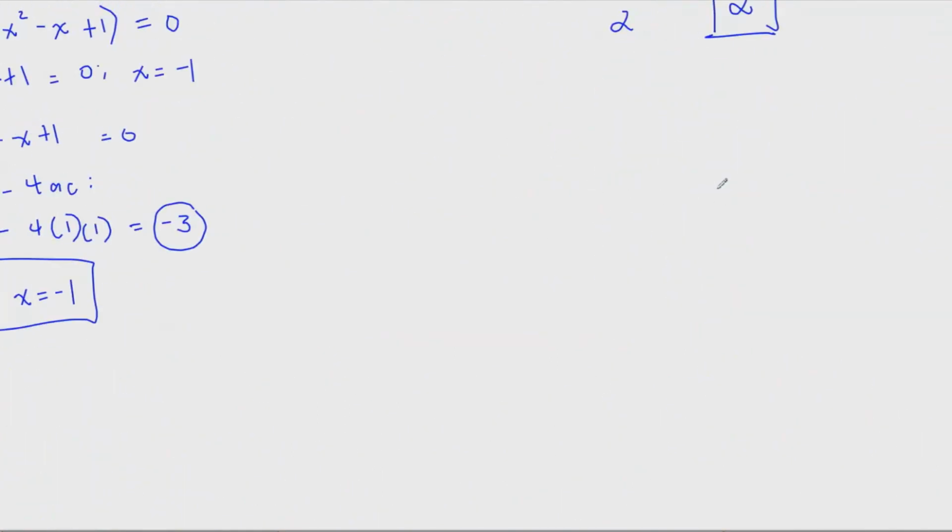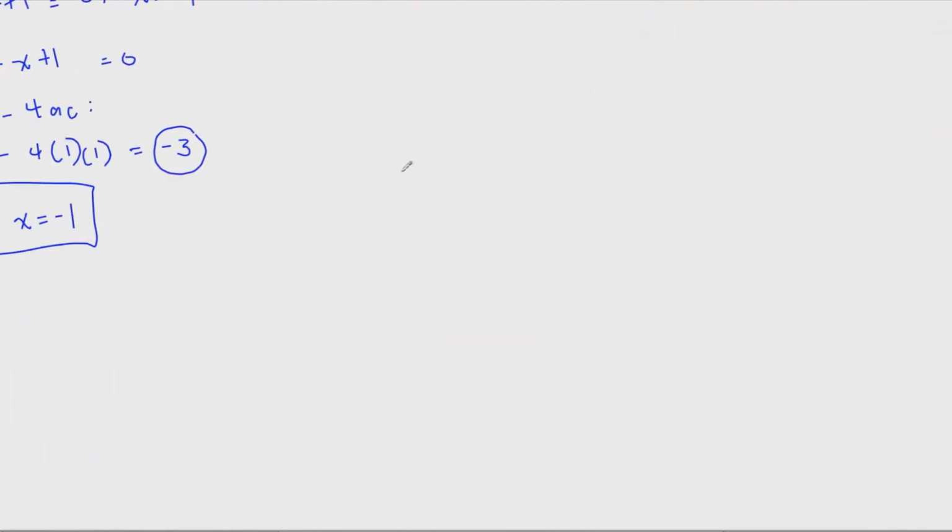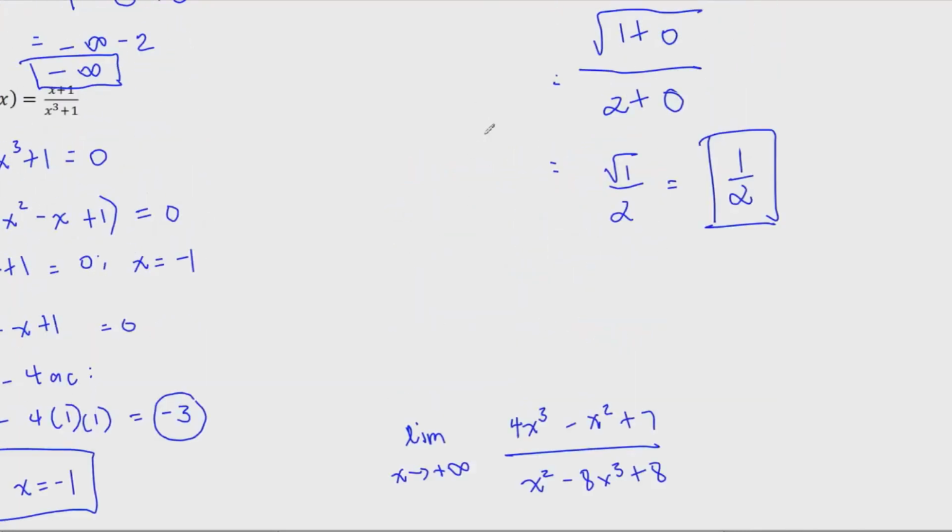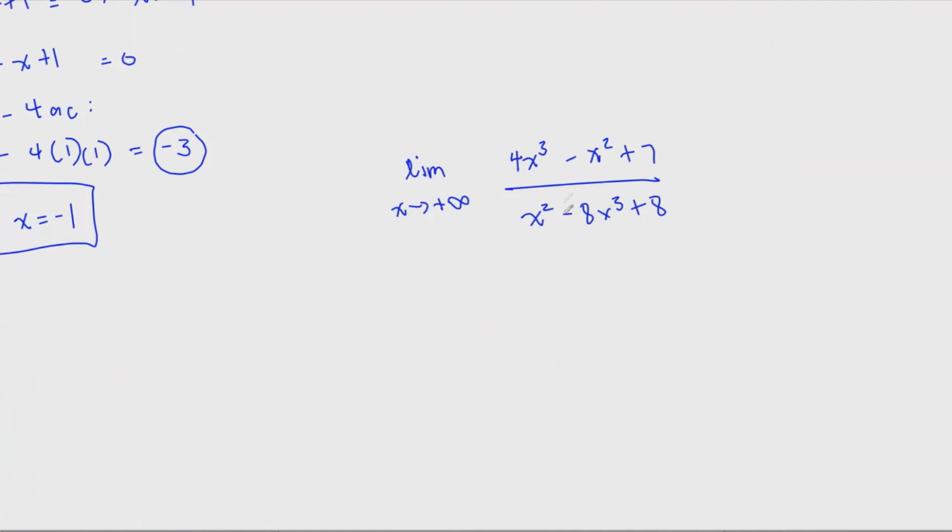So I hope I wasn't too fast for such. For example, I wanted to find the limit as x approaches positive infinity of something like this. You can do the things that we did before, the long method, in which we need to find the highest exponent of our x here, which is 3, and then divide both sides with it. So we can do something like that and then substitute the infinities.